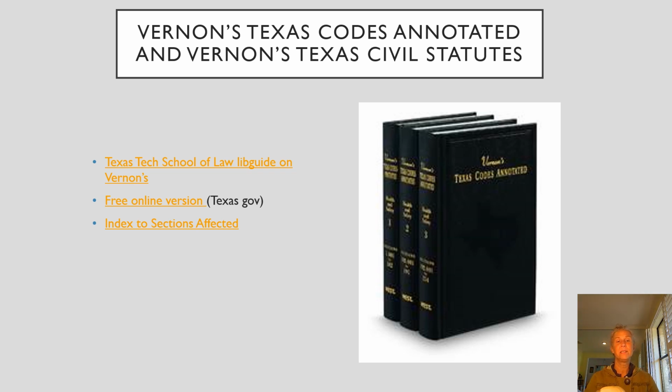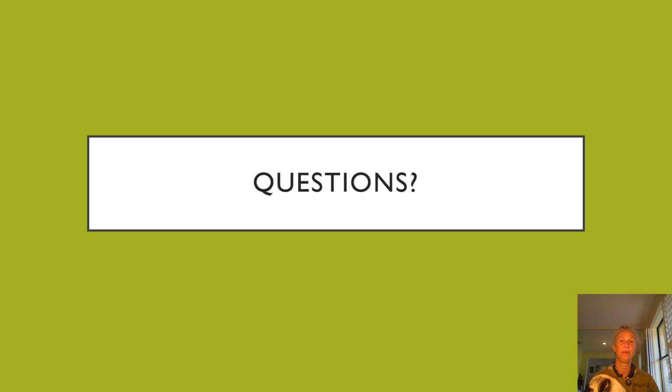And then there's this thing called Index to Sections Affected, which is very handy. It's on the legislature's website. It helps you when you are trying to figure out what's going to be affected in your codes and your statutes by the laws that are up for being passed, and vice versa. Handy tool. We'll cover it more when we talk about legislative history.